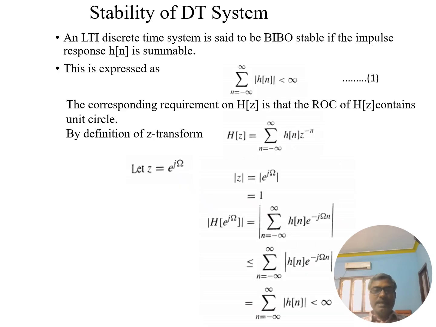Similarly, a linear time invariant discrete time system is said to be stable only if the impulse response of the system is finite. That means the summation from n equal to minus infinity to plus infinity of modulus of h of n is less than infinity. Such kind of systems are said to be stable systems. Otherwise, a system is said to be an unstable system.